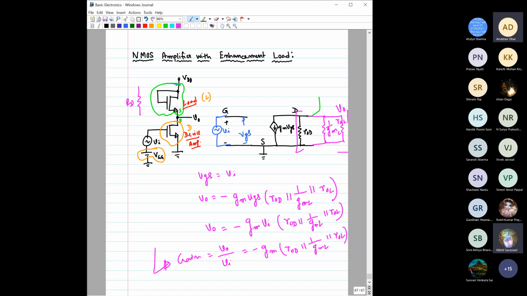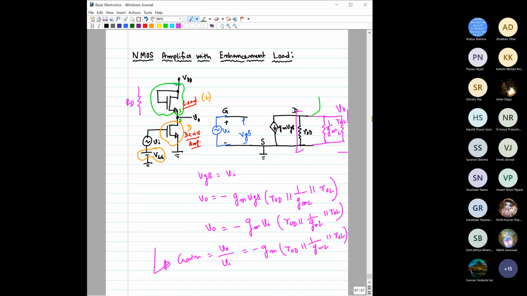Sir, could you please tell how to convert GML in the small signal circuit? Yeah, in the small signal circuit, sir, if we connect the G and S with a resistance, then will its behavior become similar to that of a BJT?